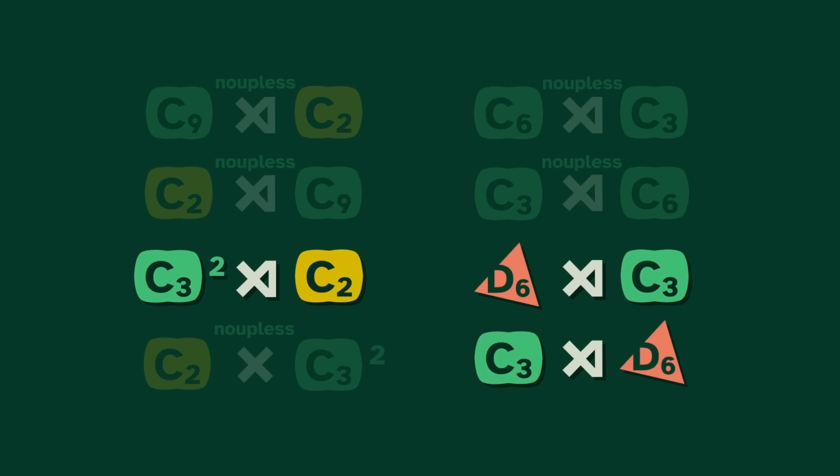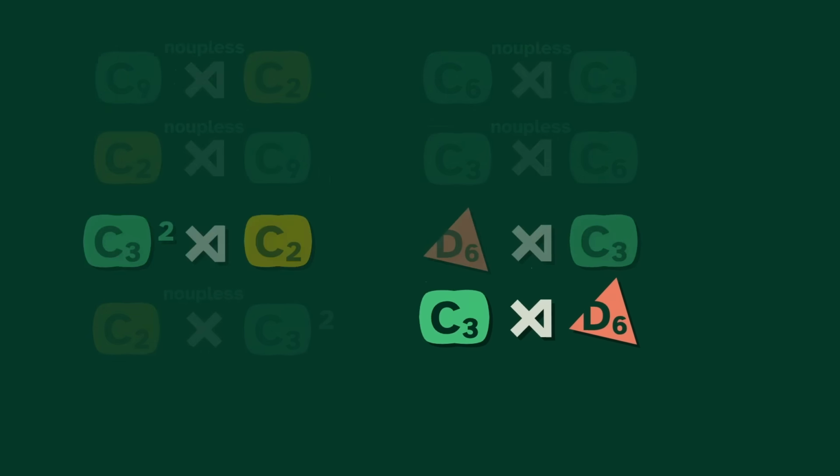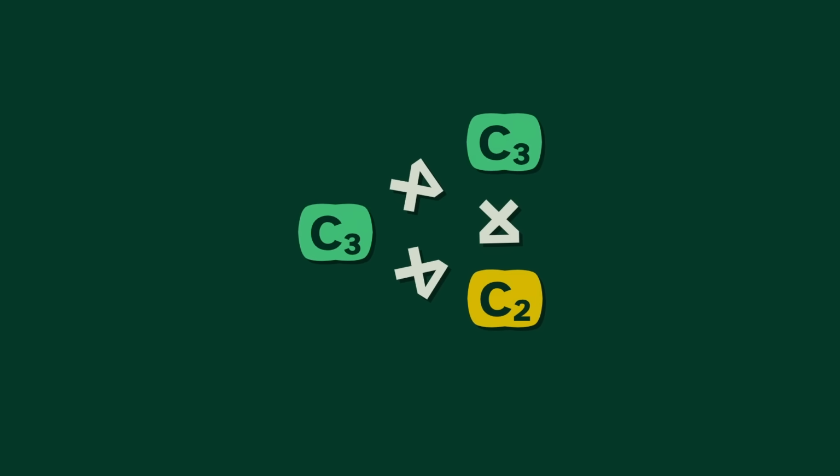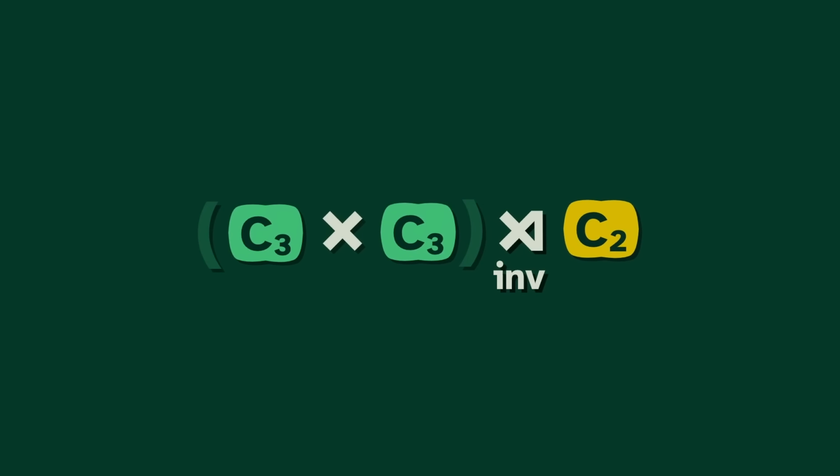But now we're ready for the noop. We can split this D6 into C3 semitimes C2. C3 semitimes C3 must be direct, but what about C2? It could be the inverse. Yes, and this is also the inverse, so they can combine. C2 applies the inverse map to C3 times C3. This is a noop. Cool.